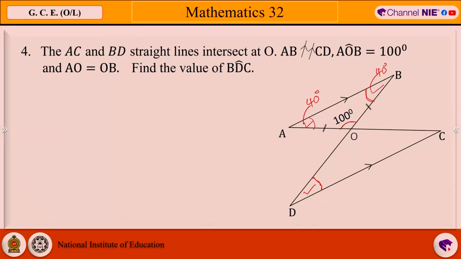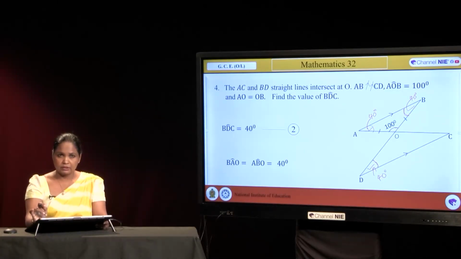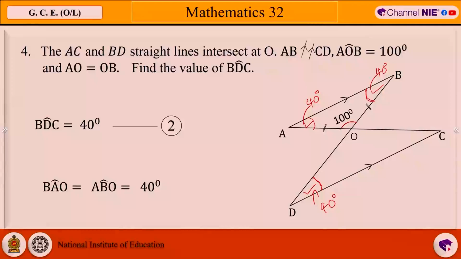Since ABO and ODC are equal, this angle is also 40 degrees. So, using those theorems, you can easily find the value of BDC as 40 degrees. Okay. So, if you have found it, you will get 2 marks, and if you have done it in the figure itself, okay, you can get the total mark. Right. If not, you can obtain 1 mark for this relationship. It means BAO equals ABO equals 40 degrees. Okay. I hope you all understand that.